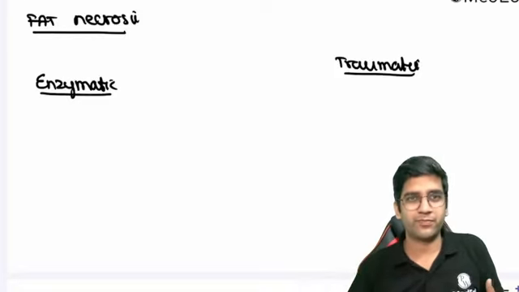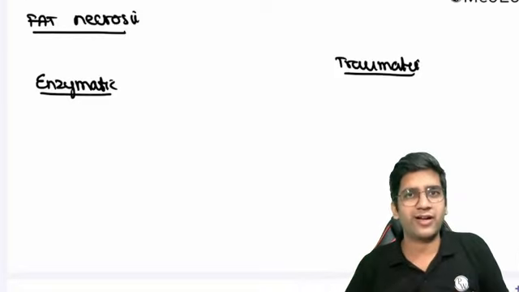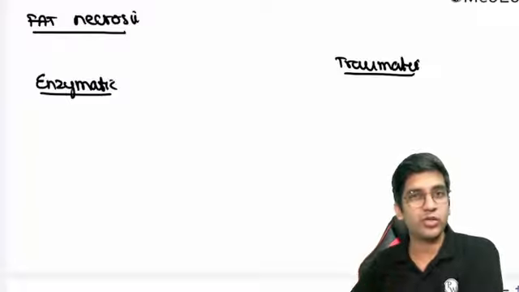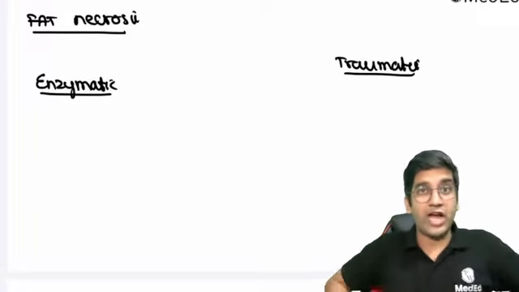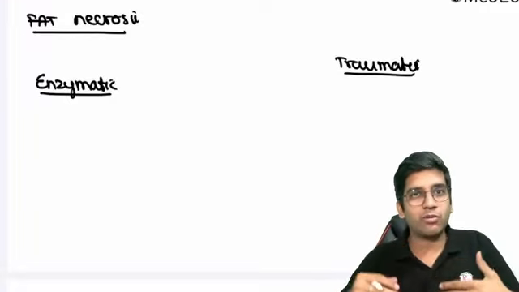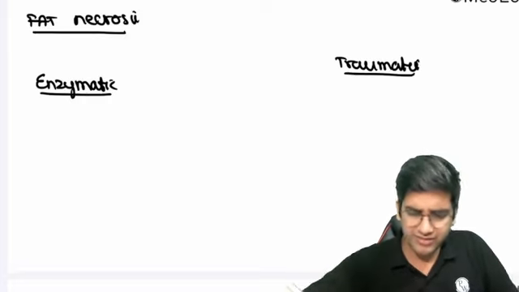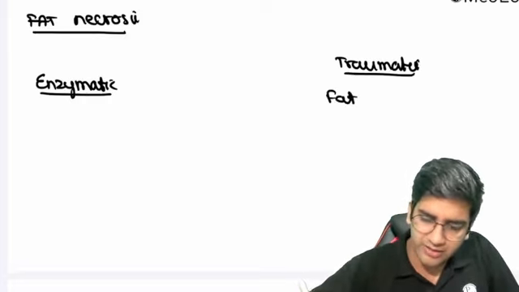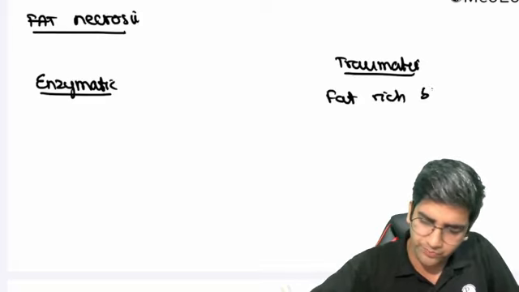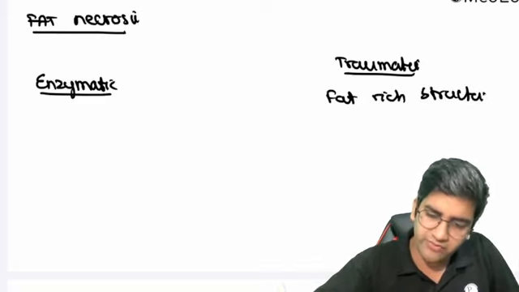Traumatic is very simple. Any organ rich in fat, breast parenchyma, gluteal area, your deltoid, abdomen, repeated trauma or any amount of trauma will destroy fat. That's all. This is seen in any fat rich structure.